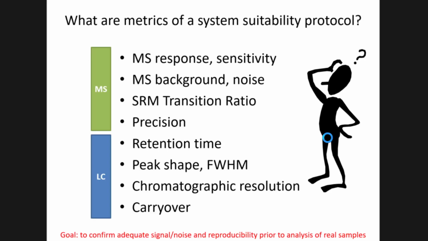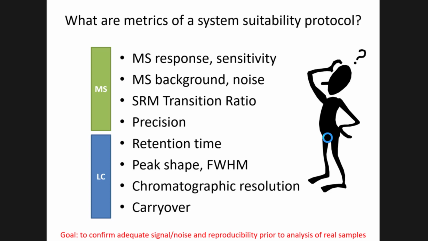Okay. So what do we look at? What are the metrics of system suitability? We break it down into two major parts, MS and LC. For MS, we look at the response, the sensitivity, the reproducibility of that, the background, the noise. This can change based on things in the atmosphere. I worked in a lab once that had construction of a building going on, like just outside the windows, and we started to see elevated noise because of all the additional dust and things that were in the atmosphere.